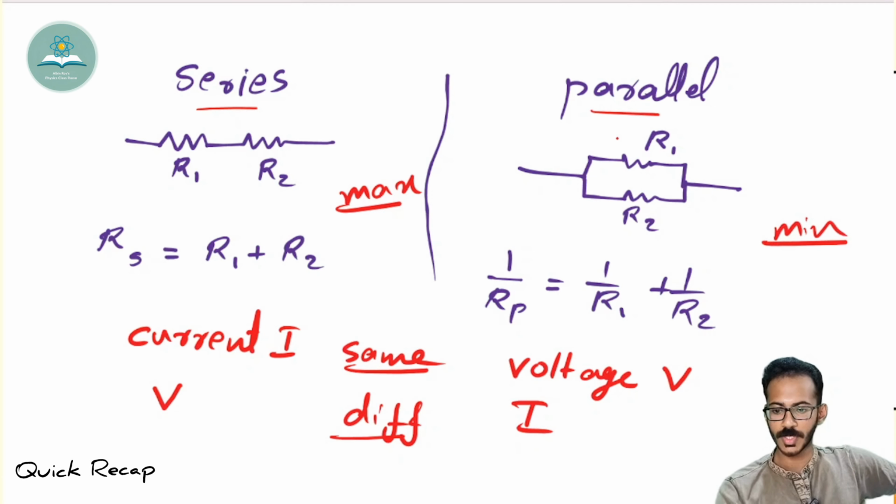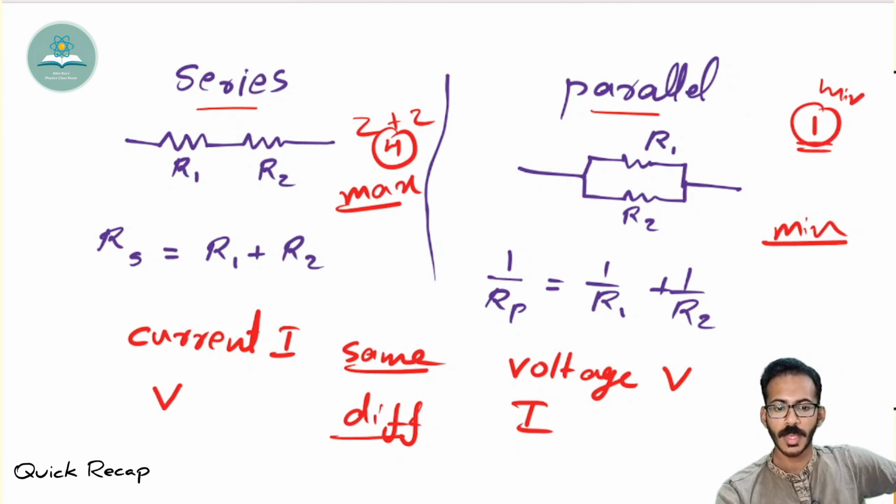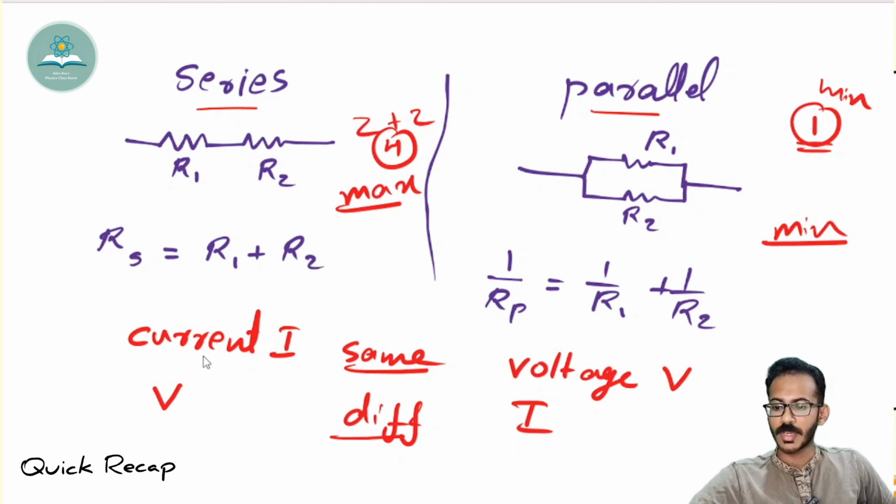Suppose you have two 2 ohm resistors. In the series connection, you will add it. You will get 2 plus 2. You will get 4 ohm. In the case of parallel connection, you will take 1 by 2 plus 1 by 2. You will get 1. Reciprocal of 1 is also 1. So you will get 1 ohm. So here, in parallel connection, you will get the minimum resistance. And in series connection, you will get the maximum resistance. Now, in series connection, current will be always same. In parallel connection, voltage will be always same.